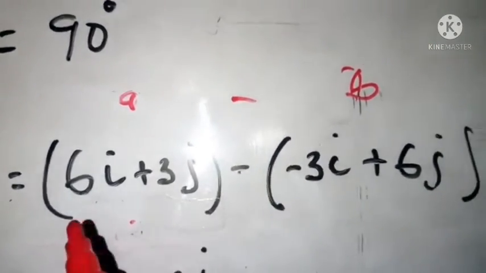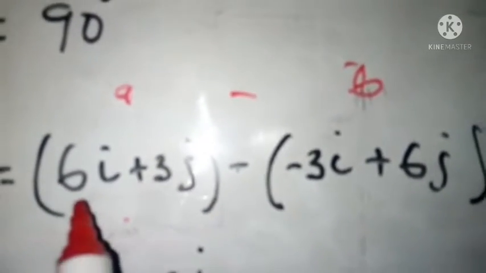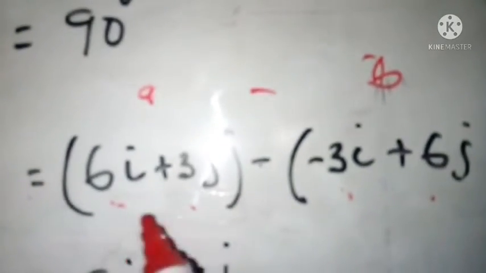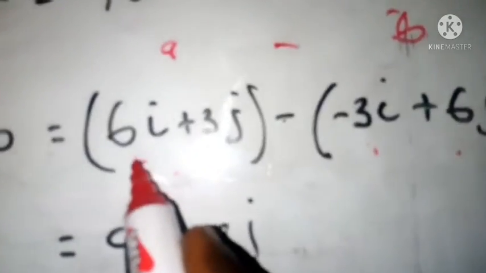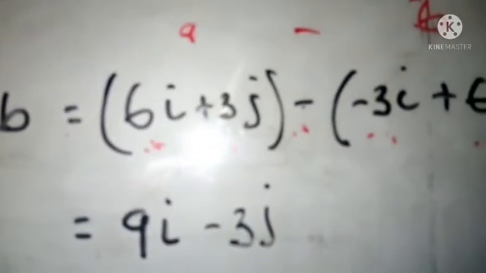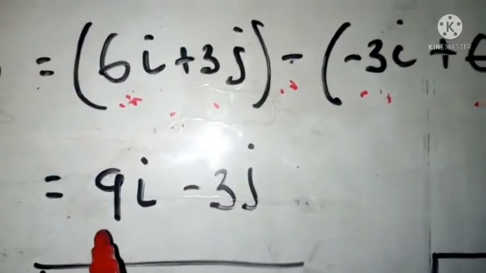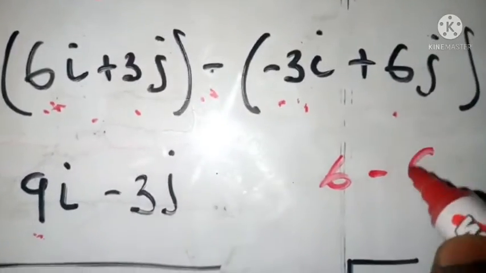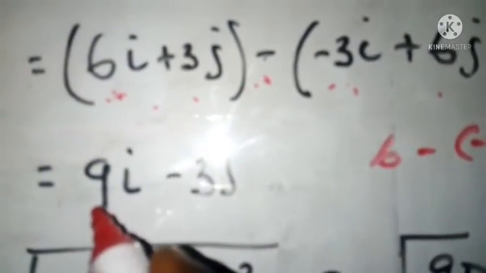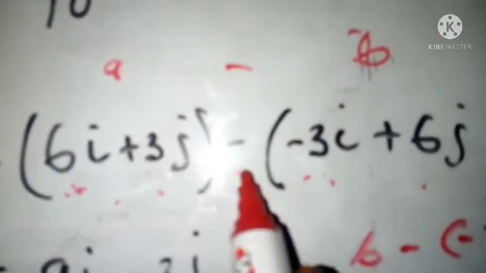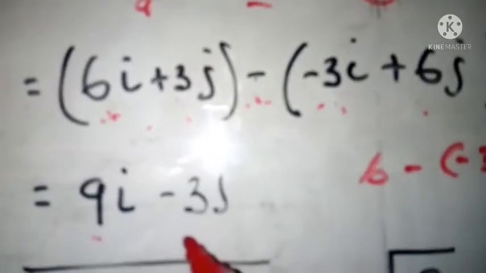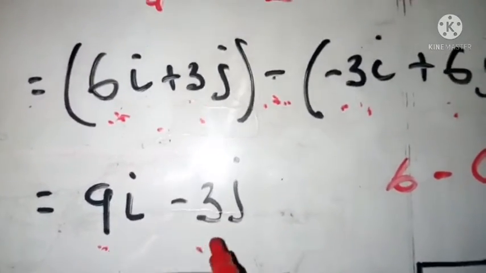Remember what I said earlier: in vectors, if you are subtracting, you subtract left to left, meaning the i to the i and the j to the j. So here you have 6 minus negative 3, which should be positive 9, so you have 9i. Then you have 3 minus 6, which should be negative 3j. Now we know the difference between the two of you.